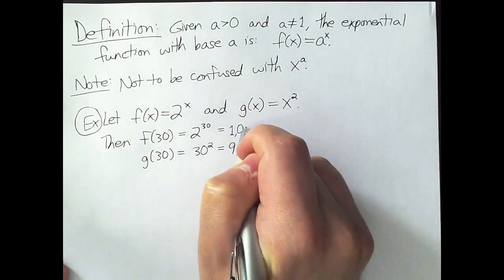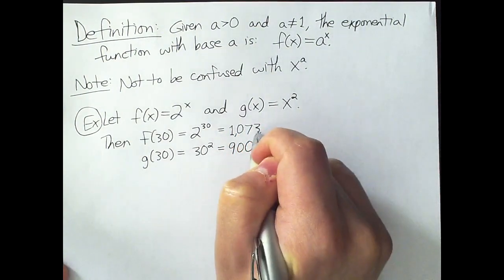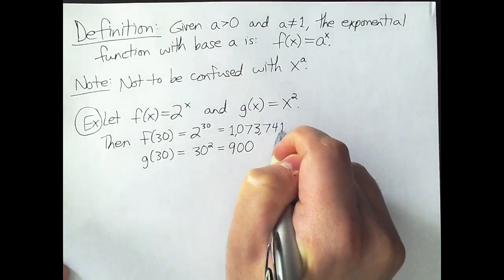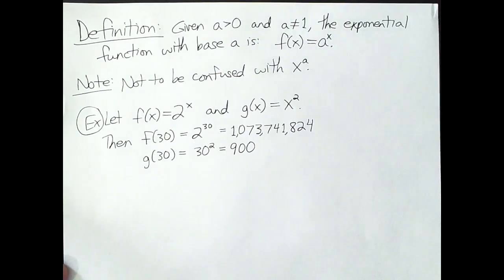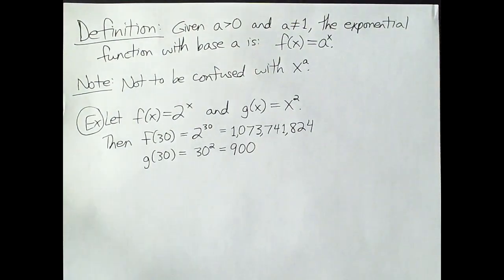Let's see. Turns out to be this number, which is a little bit more than 1 billion. 1,073,741,824. So that's very different from 900. And this came from us putting in x equals 30, and 30 is not even that big of a number. 30 is a medium-sized number. And we get a gigantic thing from 2 to the 30th.